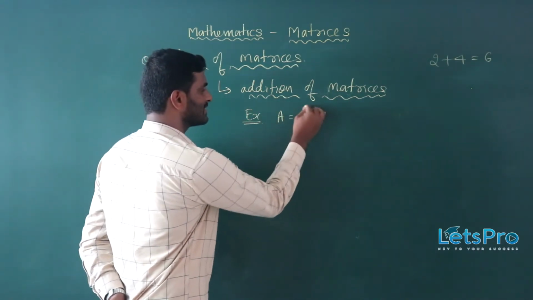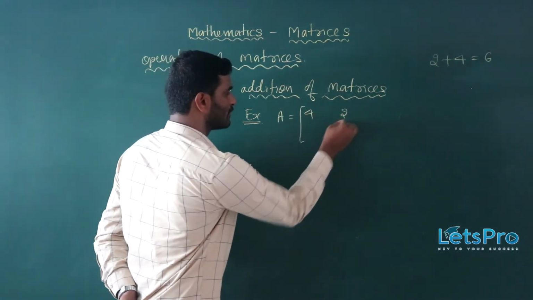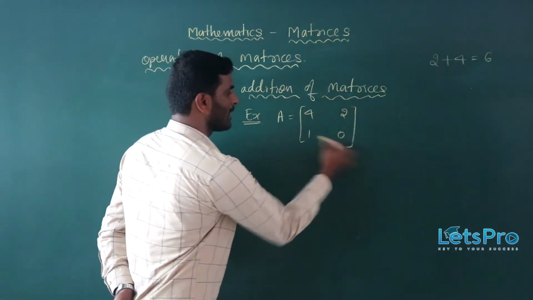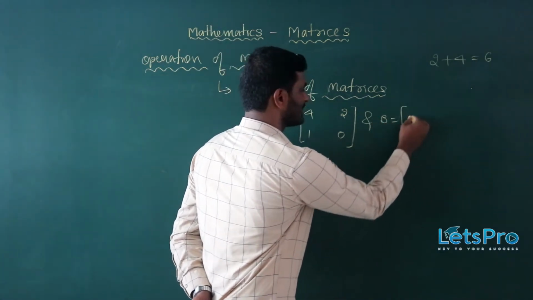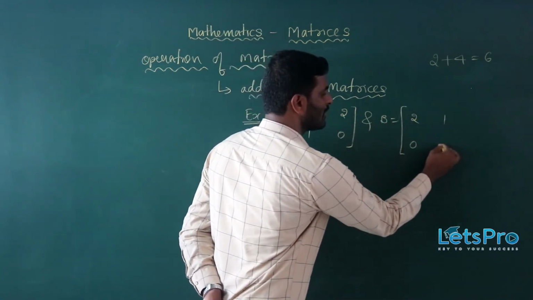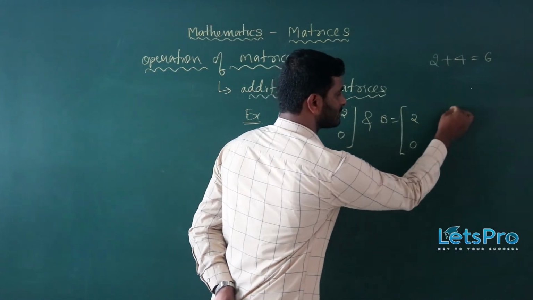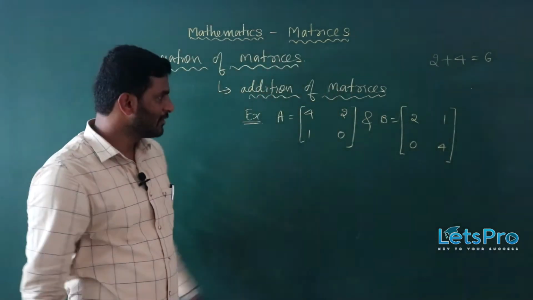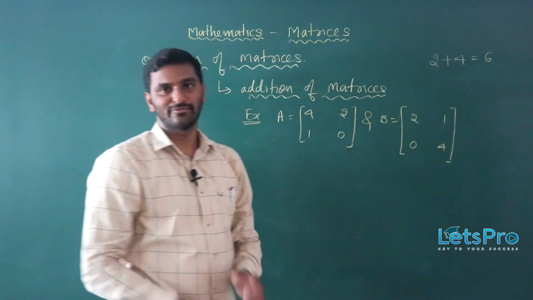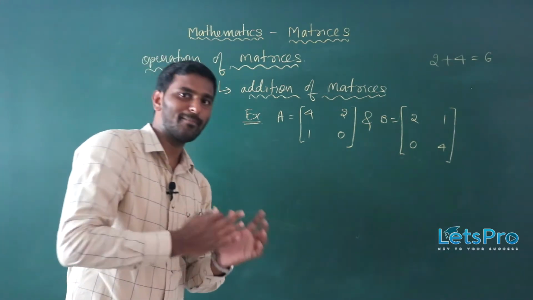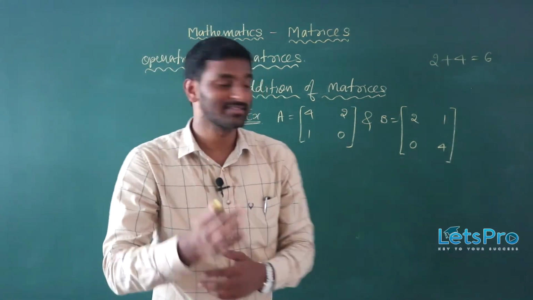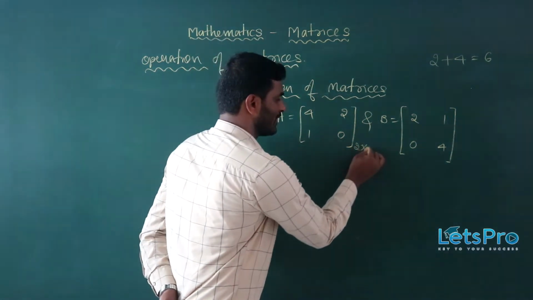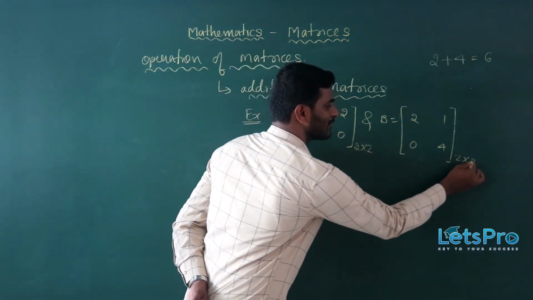There is a matrix A equal to 4, 2, 1 and 0. And there is one more matrix, the B matrix, equal to 2, 1, 0 and 4. When you are adding the A matrix and B matrix, first we need to see the order. If the A matrix order and B matrix order are the same, then only we can add the two matrices. Here it is 2 cross 2, and here also it is 2 cross 2.